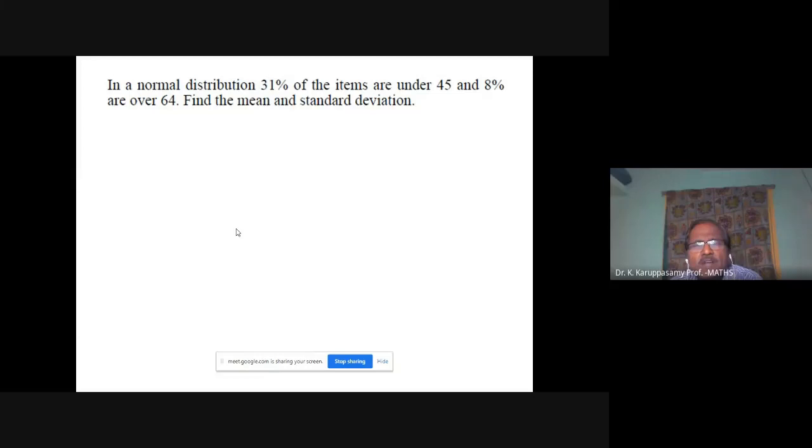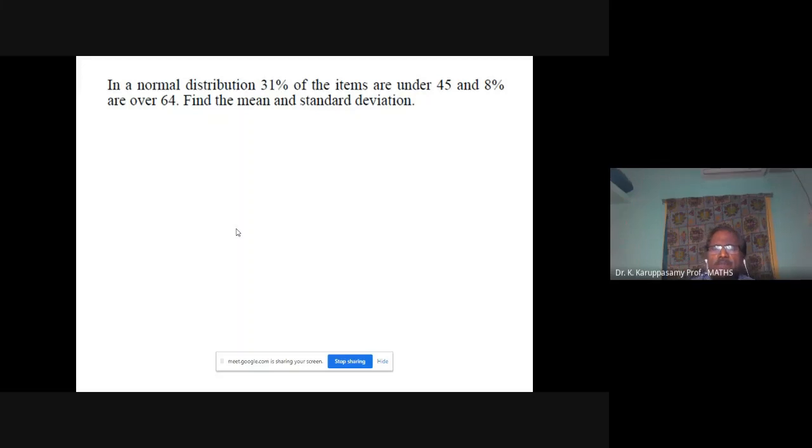31% of items are under 45 means 31% of students scored below 45. Then 8% of the class scored above 64. From this information, how do we find the mean and standard deviation? So mean is mu, standard deviation is sigma. You can denote it as usual. This problem is a reverse process.